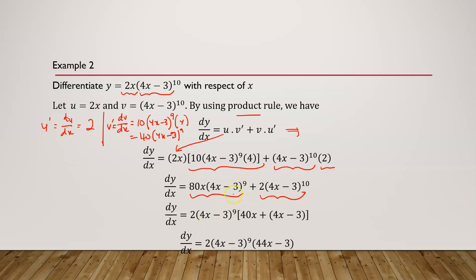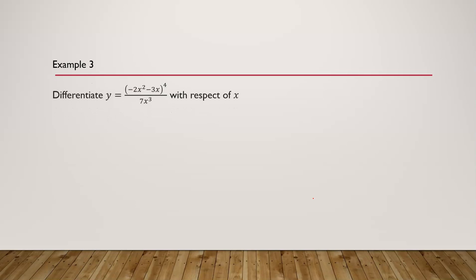Okay, so from the first term, if you factor out 2 (4x minus 3) power 9, you will be left with only 40x, and then plus 2, it is already factored out, and then you have another bracket inside here, which is this one, 4x minus 3. So this one you will get 2 (4x minus 3) power 9, and we simplify 40x plus 4 is 44x minus 3. Okay, example number 3.